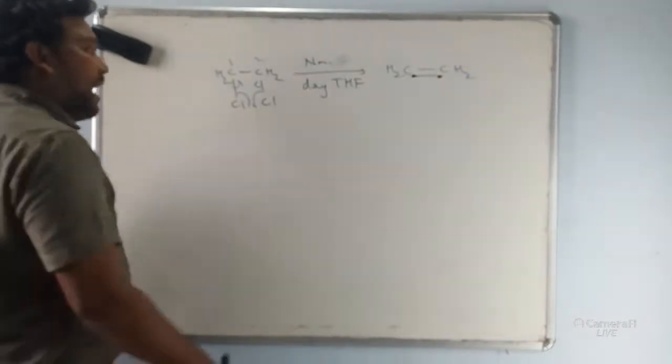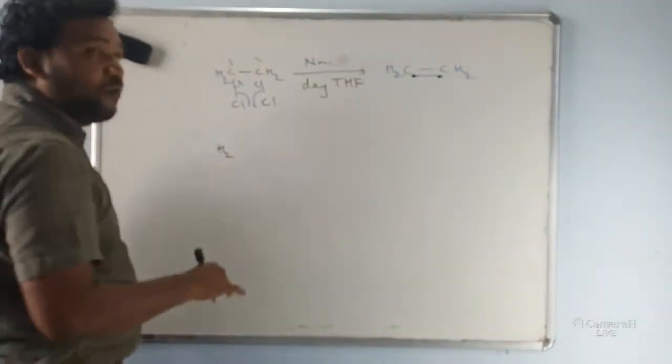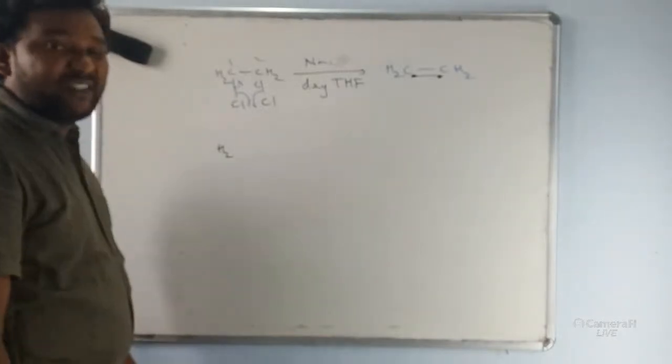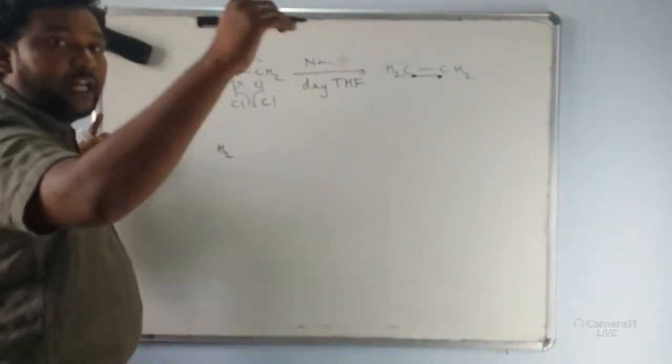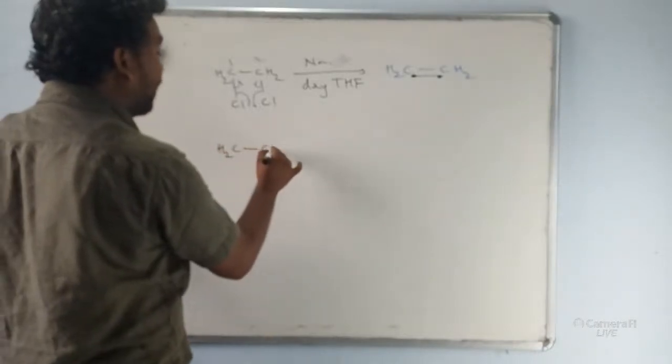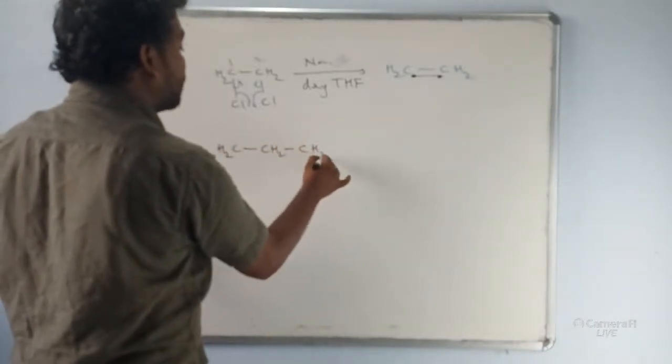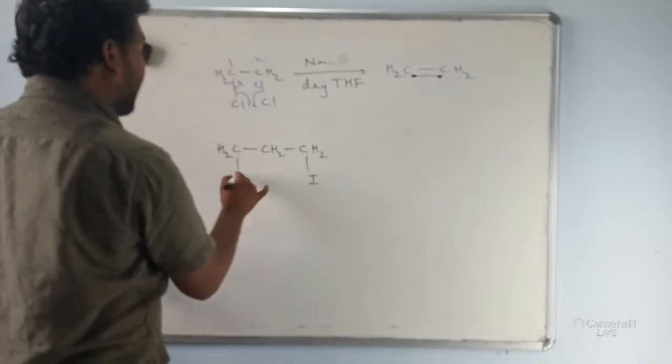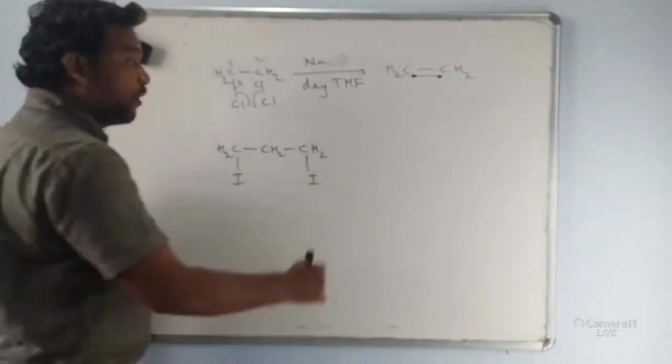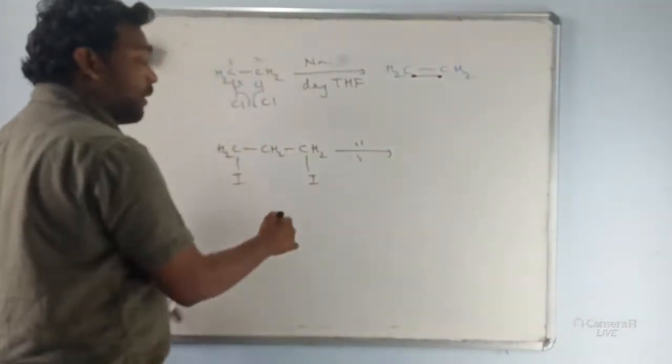That is an important thing. And suppose you take the alpha-omega dihalides, other than vicinal dihalides. Alpha-omega means terminal dihalides. So if you take this molecule, suppose 1,3-diiodopropane, with the same reaction, then what happens here?